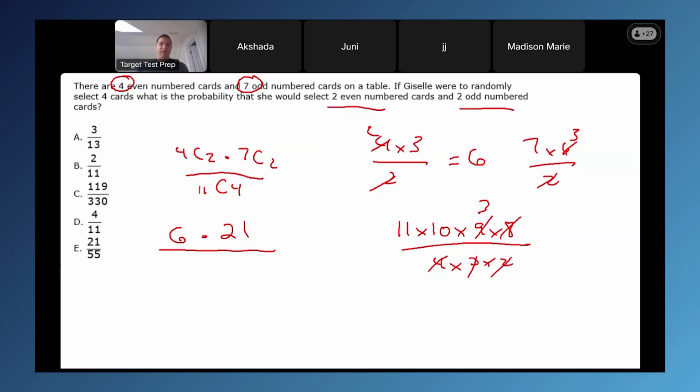3 goes into 9 3 times. So now we have 11 times 10 times 3. Again, I didn't even bother doing the math out quite yet. These things will reduce. 3 goes into this 7 times. 2 goes into this 3 times. 2 into this 5 times. And you can see 21 over 55 is our answer.